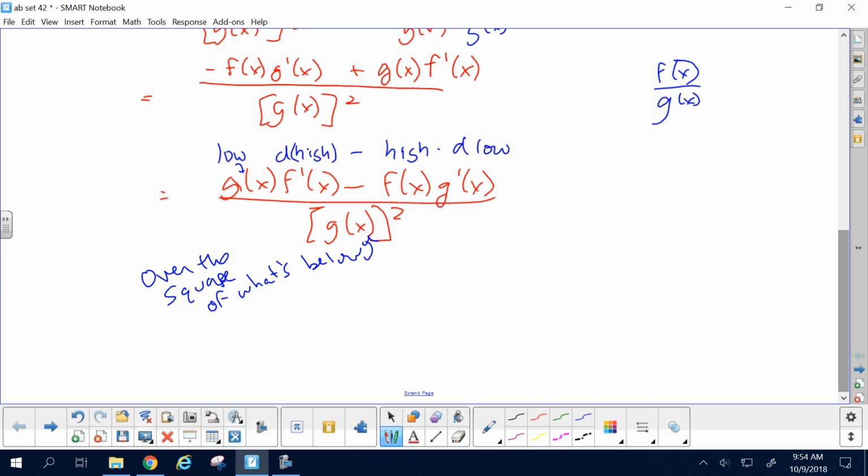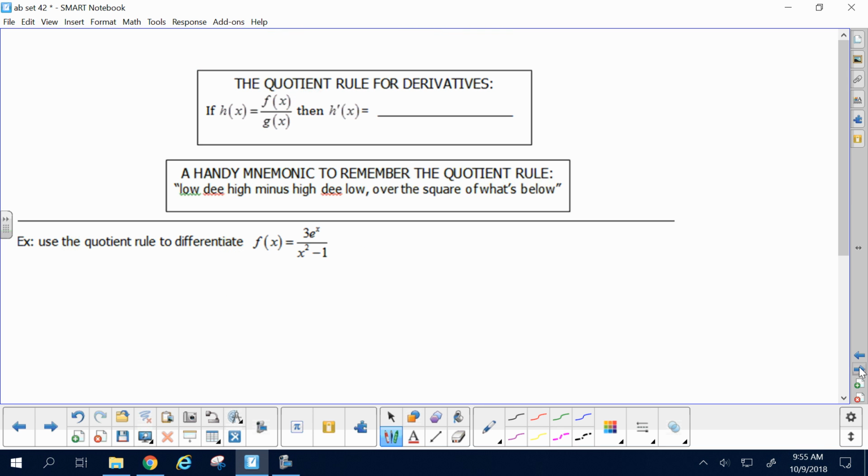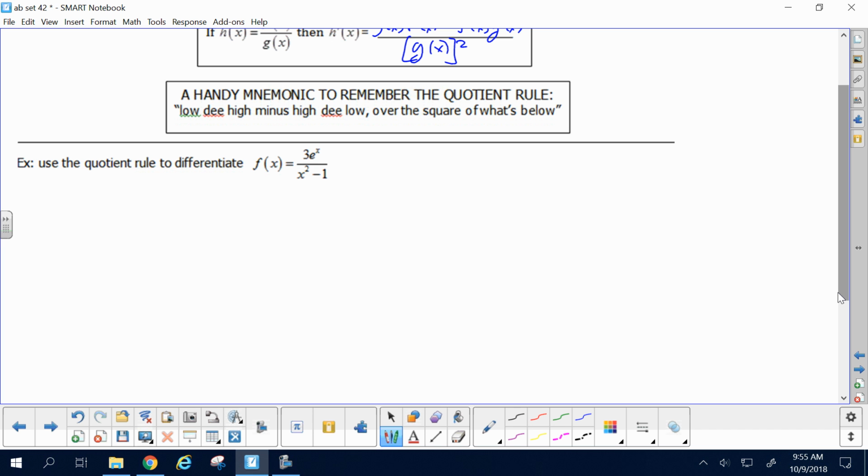Low d high minus high d low over the square of what's below. Okay, are you tracking? The more you say it, the more you'll remember it. So h prime is low, which is g of x. D high is f prime, minus high d low, over the square of what's below, which is g all squared. All right.